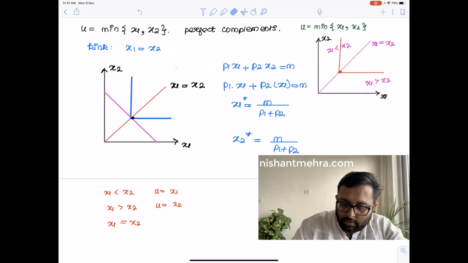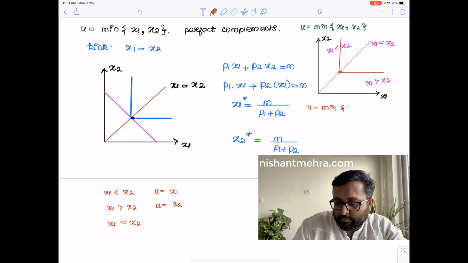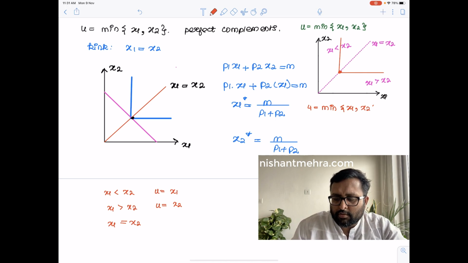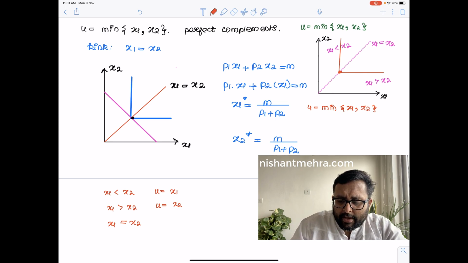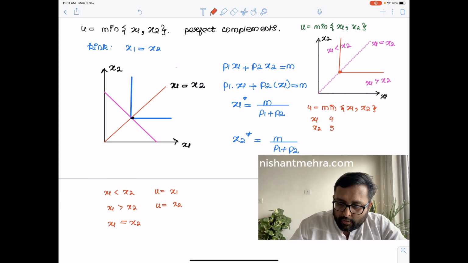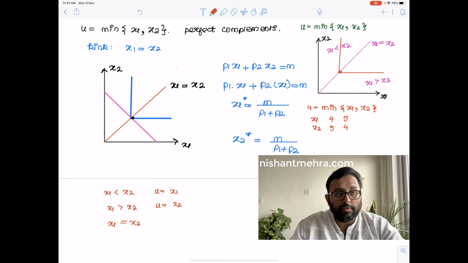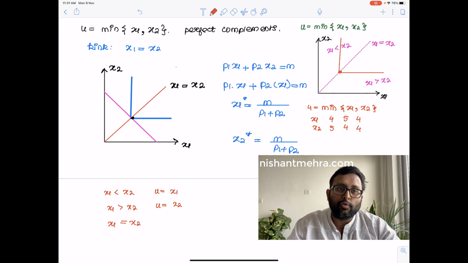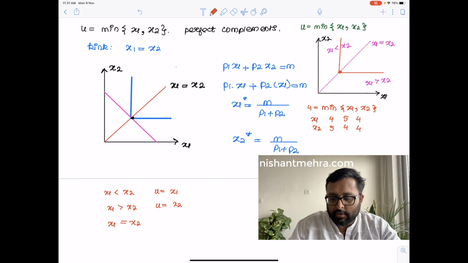And you can also draw it using 4 equals to, let's say, min of x1, x2. You can pick up any arbitrary value in order to draw the indifference curve. For example, 4, let's say. So min of 4, 5 is going to give you 4. Min of 5, 4 is going to give you 4. Min of 4, 4 is going to give you 4. There's nothing special about this 4, you can pick up any value whatsoever. I've just given you 4 to show that we want to draw the indifference curve.